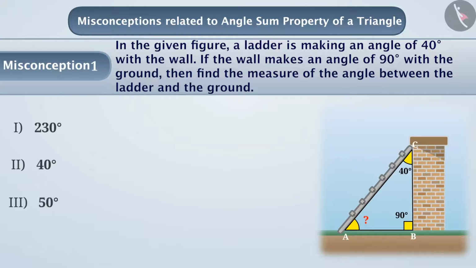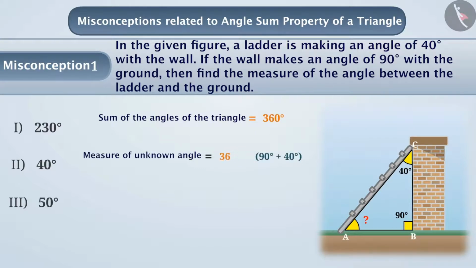Children don't face any problem in understanding that the angle between the wall and the ground is 90 degree. But they make mistakes while finding the unknown angle. Some students think that the sum of the angles of a triangle is 360 degree. They subtract the sum of given angles from 360 degree and find the measure of the unknown angle as 230 degree. With this understanding, option 1 is chosen, which is an incorrect answer.